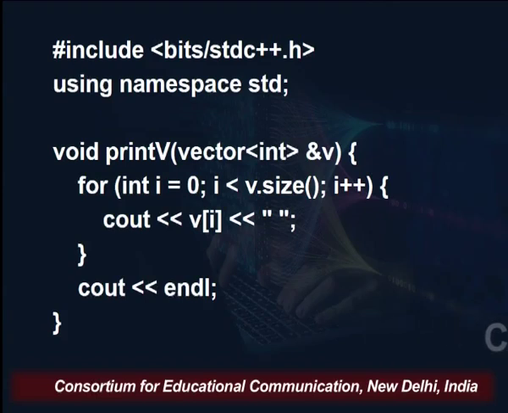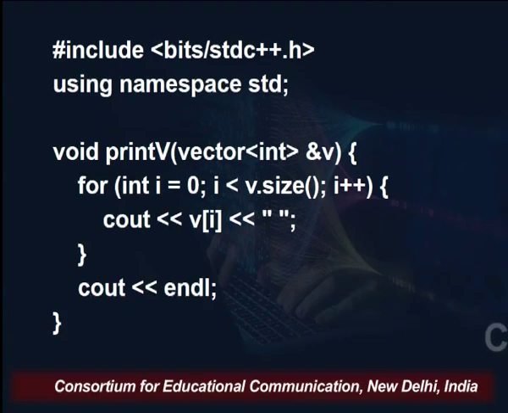So i less than v.size(), i++, and then we have cout << v[i], that is the ith element of the vector v, that is to be printed, and then we have ended the function with an endl. So basically we have written a function which is going to take this vector element by element and print that.